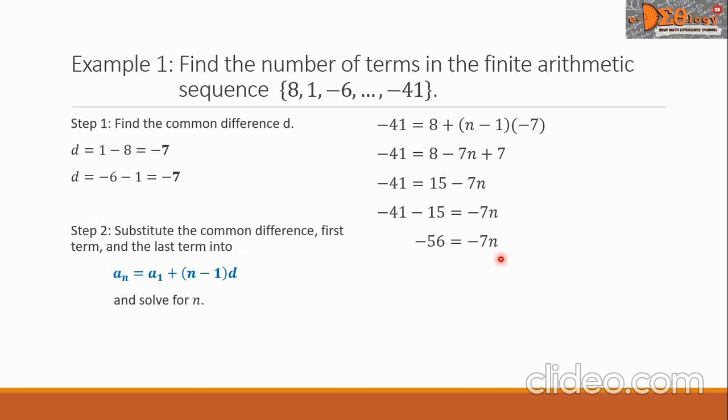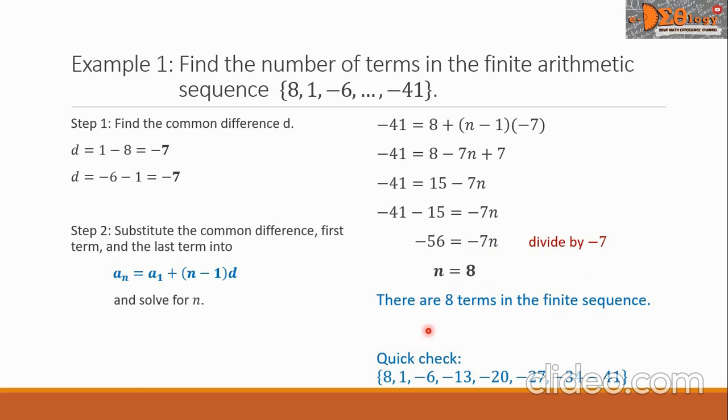For us to get the value of n, let us divide this equation by the coefficient of n, and it is negative 7. So this negative 56 divided by negative 7 is positive 8. And this negative 7n divided by negative 7 will be n. So we can write n equals 8. And this value here is the number of terms. We can say that there are 8 terms in the finite sequence.